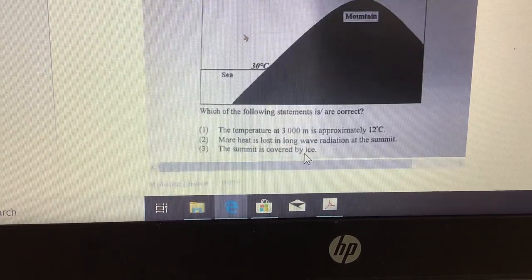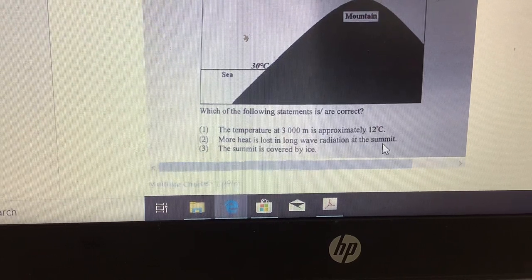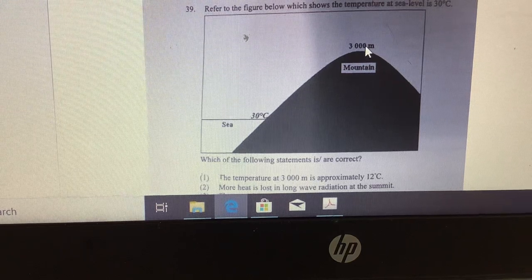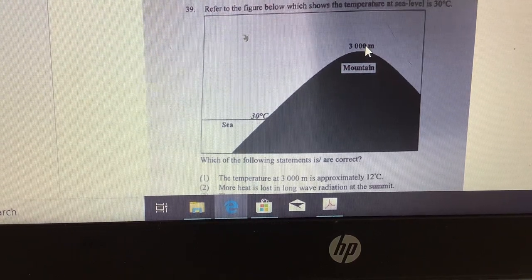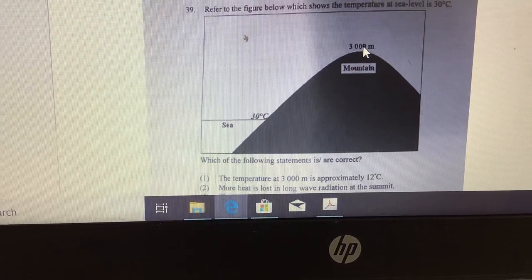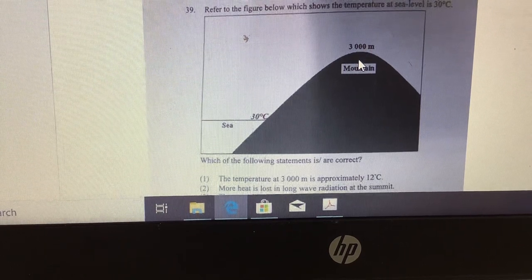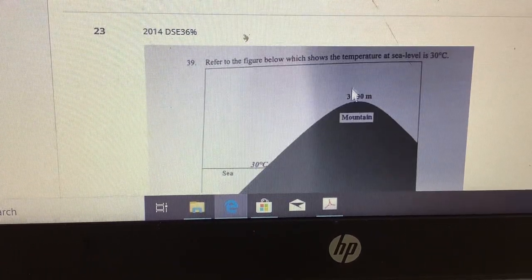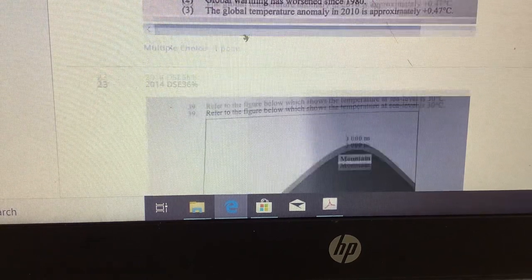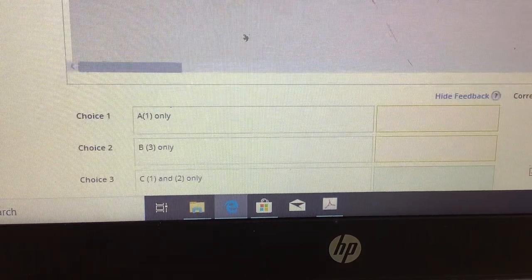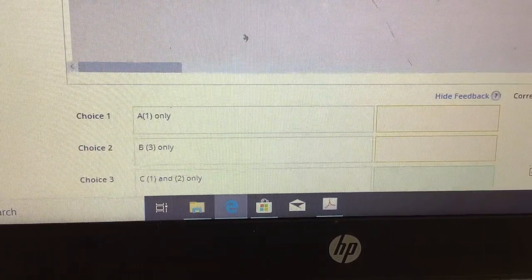More heat is lost in long wave radiation at the summit. Why is it getting cooler? It's because the air is becoming less dense. If it is less dense, it cannot absorb as much long wave radiation. So number one and number two are correct. Number three is not correct, because it's 12 degrees Celsius, not yet freezing, so it's not covered by ice. So number one and two only.